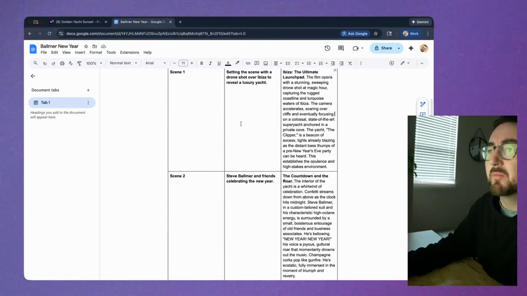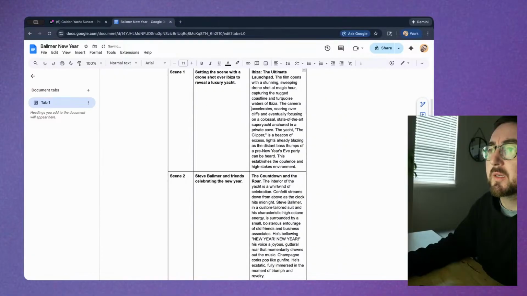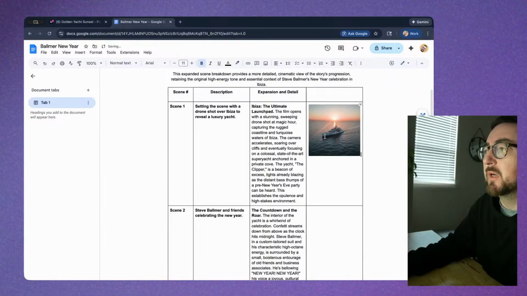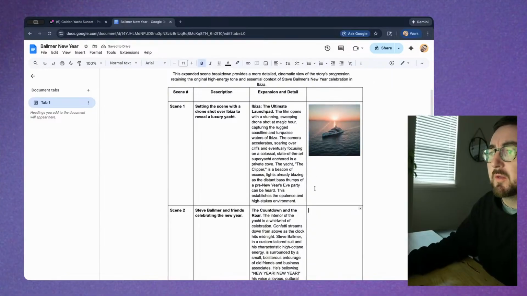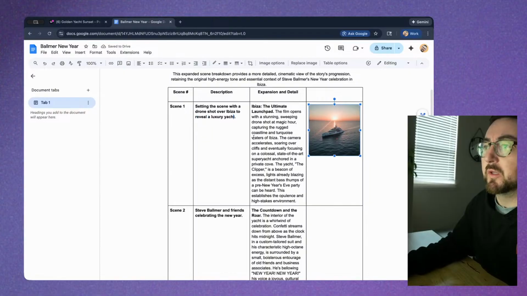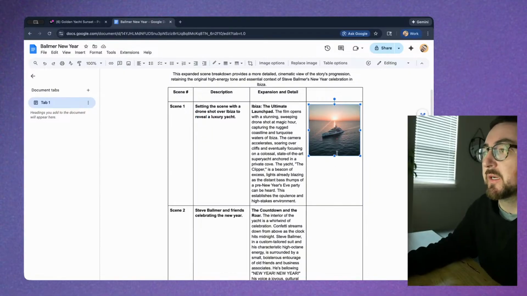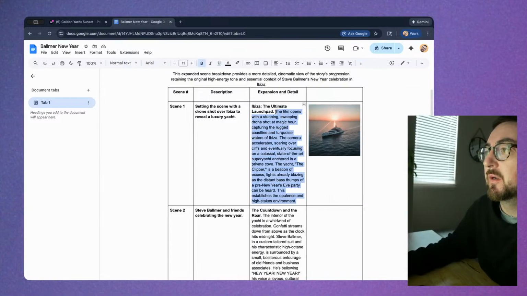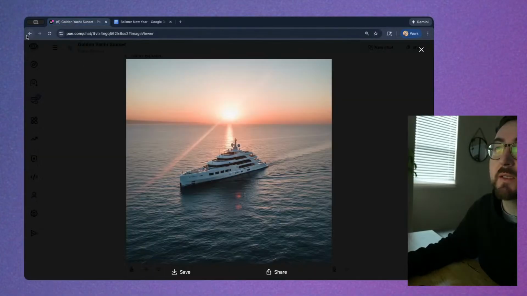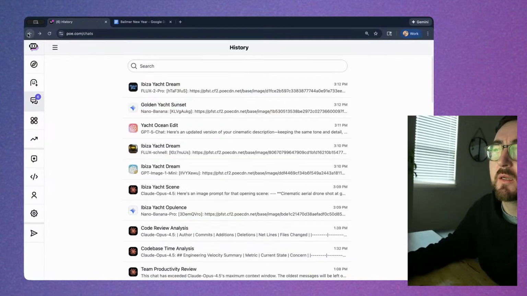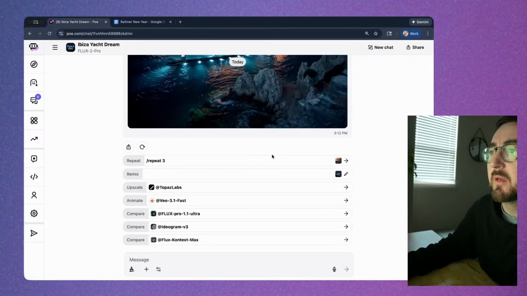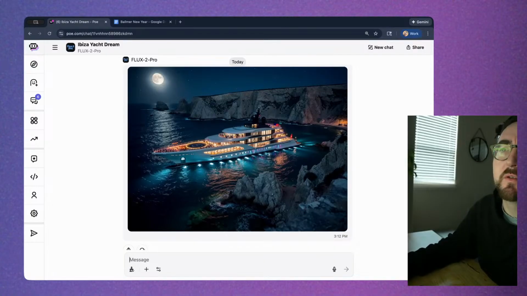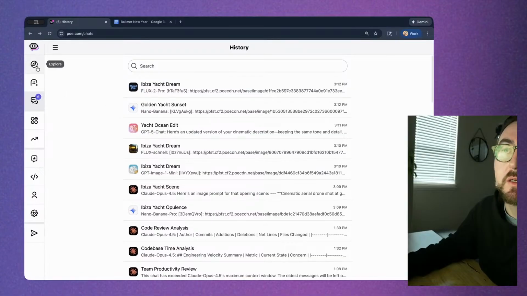I guess I'll try and create a new column on the right, and then I'll pretty much work at this step by step. So now I can take this image. Let's actually see how this does. Yeah, it didn't really answer my question. The signal's not great. So I'm gonna stick with Nano Banana.